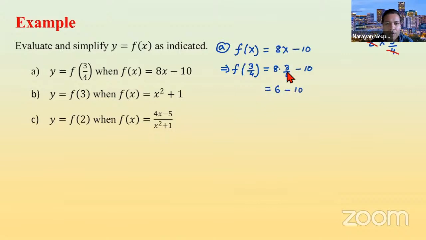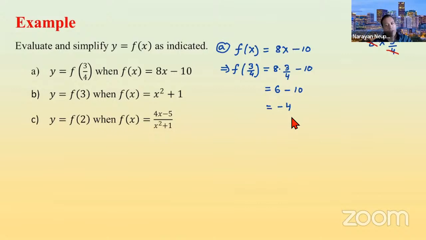So 8 times 3/4 is 6. Then we have minus 10. And 6 minus 10 is -4. That is equal to -4. So the value of the function f of x equal to 8x minus 10 at 3/4 is -4. That is the meaning of that.